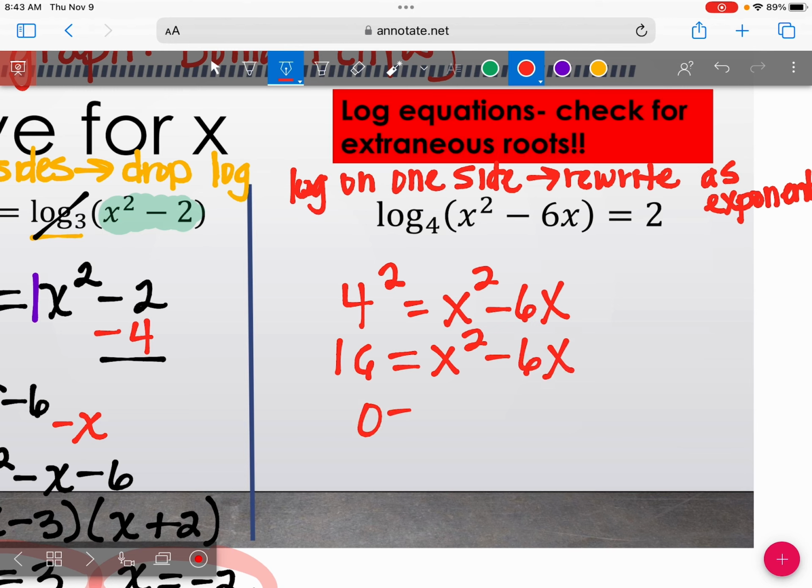Subtract the 16. All right, go ahead and factor that down. Don't say it out loud. Factor that down. Find your two numbers that multiply to give you -16 and add to -6. Set them equal to 0. And this time we're only checking it in one place. We only have to check it in here. Make sure that they're both positive when you put them in there.